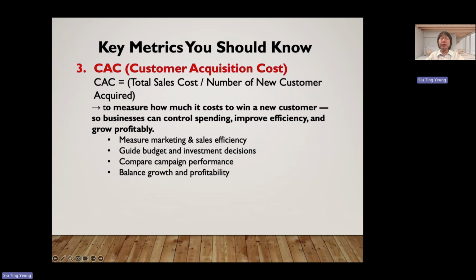Why do we use CAC? CAC has the advantages of measuring marketing and sales efficiency, guiding budget and investment decisions, comparing campaign performance, and balancing growth and profitability.